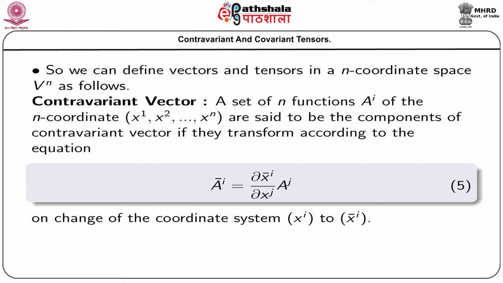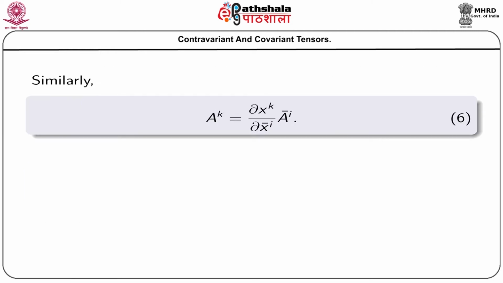on change of the coordinate system x^i to x bar i. This expression follows from module 1 also, but the coefficient matrices are the partial derivatives ∂x bar i / ∂x^j. Similarly, a^k can be expressed as ∂x^k / ∂x bar i times a bar i.